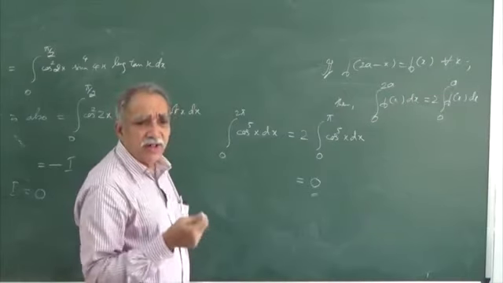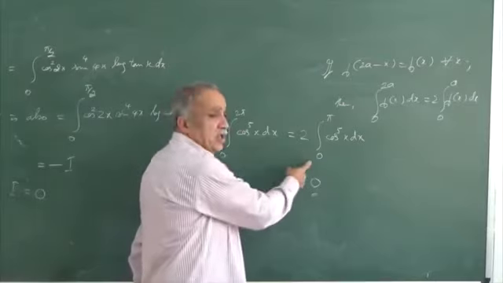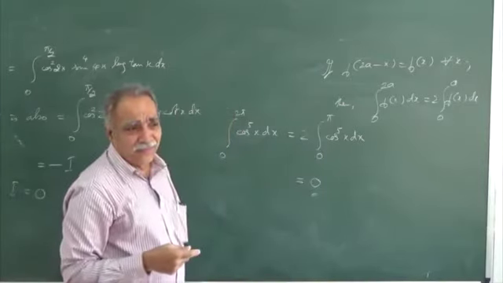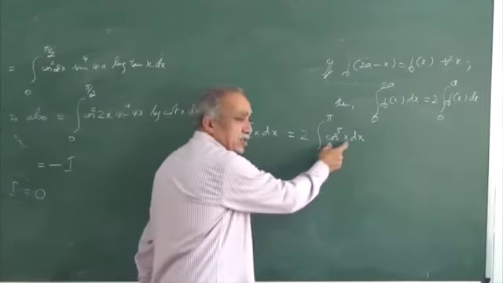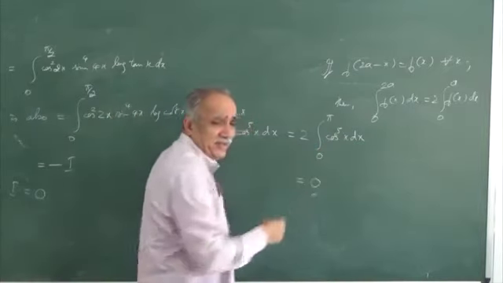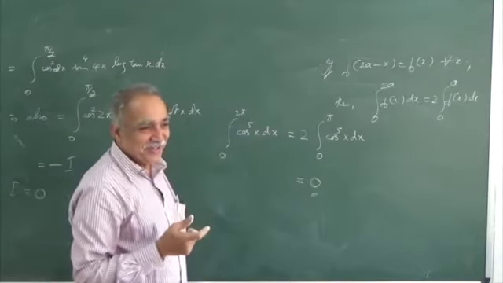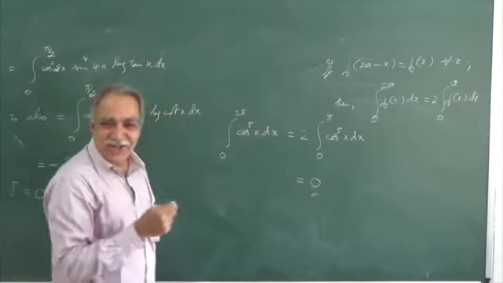Question of odd or even does not arise, because the limits are not minus a and a, the limits are 0 and pi. And further, this function is not odd, this is an even function. So, not one mistake, two mistakes. The value is 0.